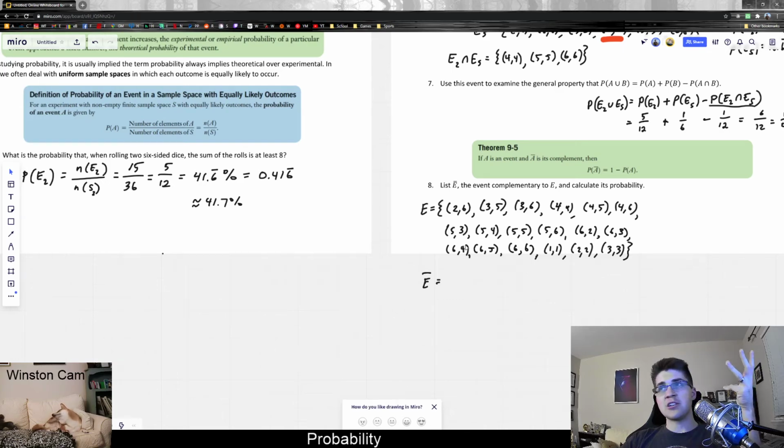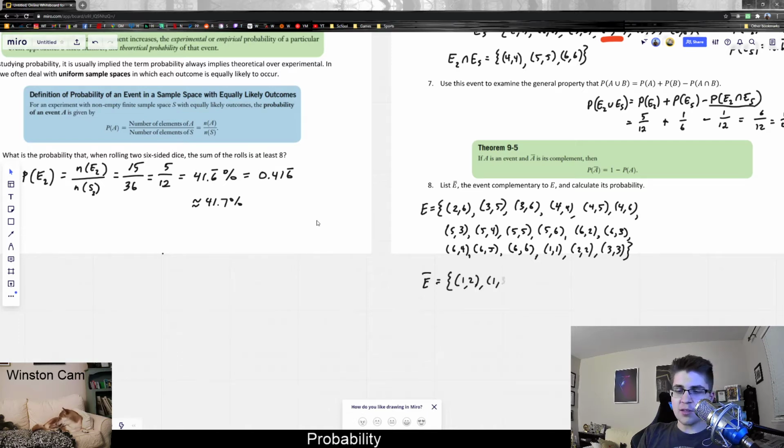So if you're starting with that chain, 1, 1 is included in E, but everything else that starts with 1 is not. So we'd have 1, 2, 1, 3, and we'd also want to exclude anything that adds up to 8 or more.